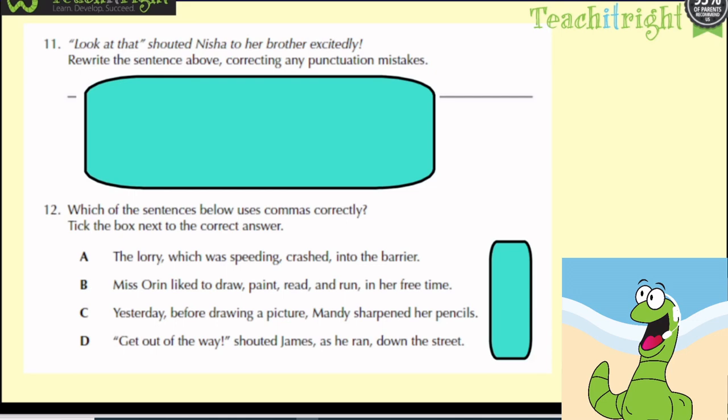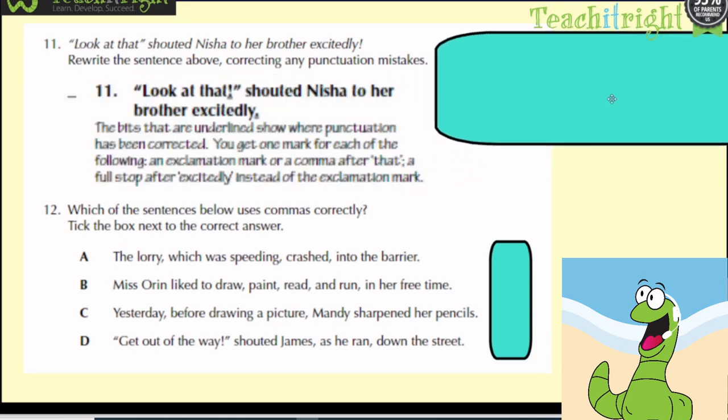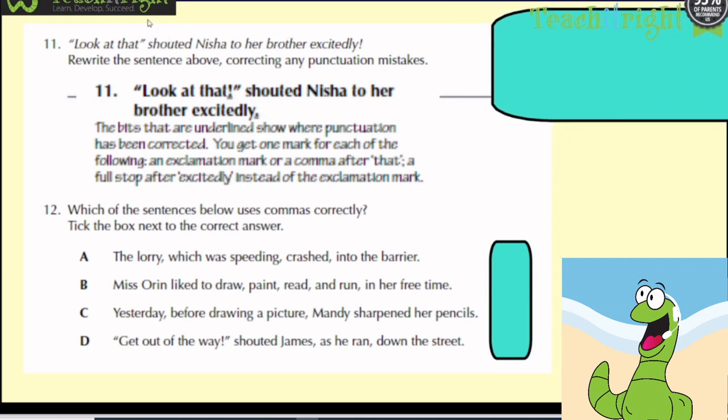"Look at that," shouted Nisha to her brother excitedly. Another sentence to rewrite. We needed an exclamation mark to show that Nisha was excited with what she said. The exclamation mark does not need to be at the end of the sentence. It needs to be within the inverted commas because it's part of Nisha's speech. "Look at that!" shouted Nisha to her brother excitedly. A regular full stop is all we need at the end.